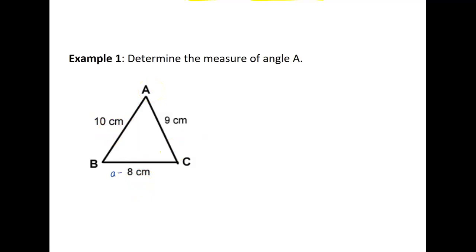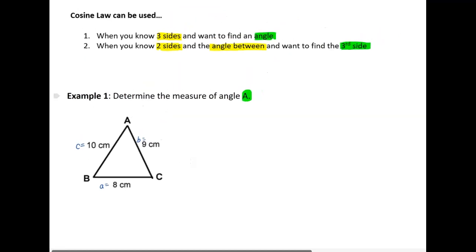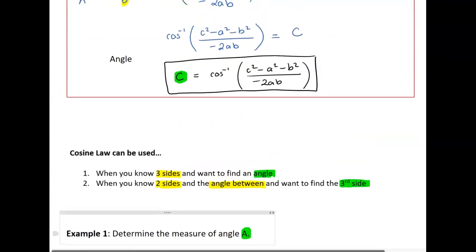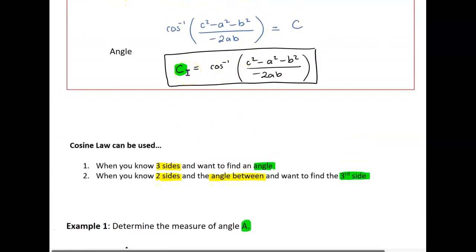So this would be A, because it's across from the angle A. This would be B, and this would be C. So now we want to determine the angle A. In the formula I've written above for you, we were solving for the angle C.